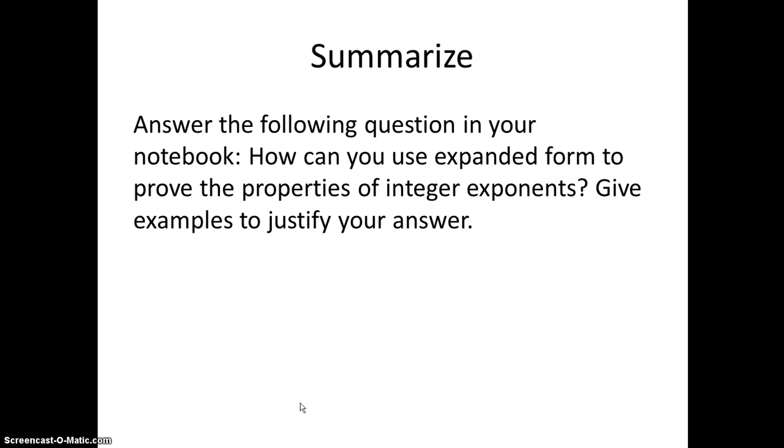Alright, in your notebook, answer the following question. How can you use the expanded form to prove the properties of the integer exponents that we just showed? Give examples to justify your answer.